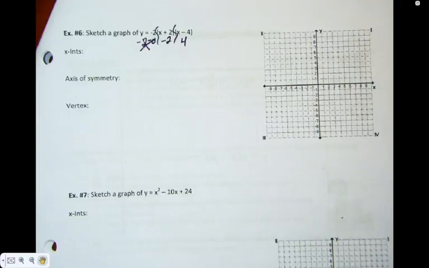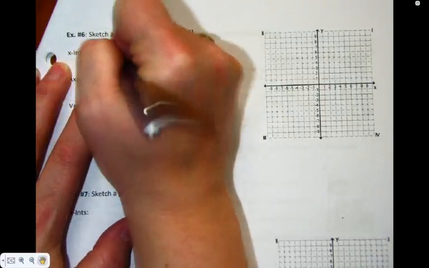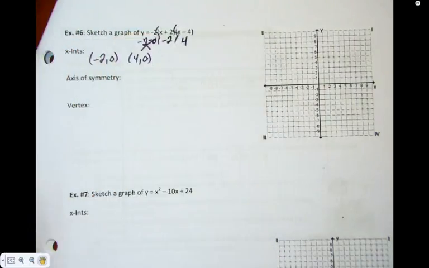What is the negative telling us? The direction. What is the 2 telling us? The width. It's regardless of what you're doing here. All you need are the 2 binomials with x. So my x-intercepts are (-2, 0) and (4, 0).